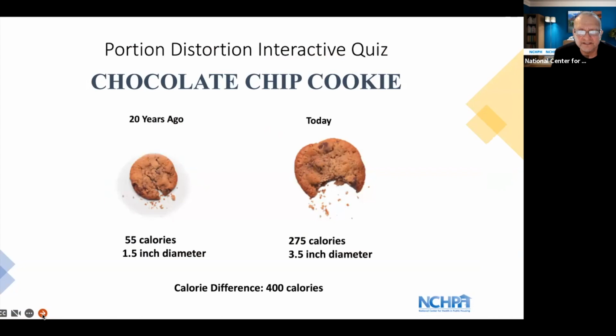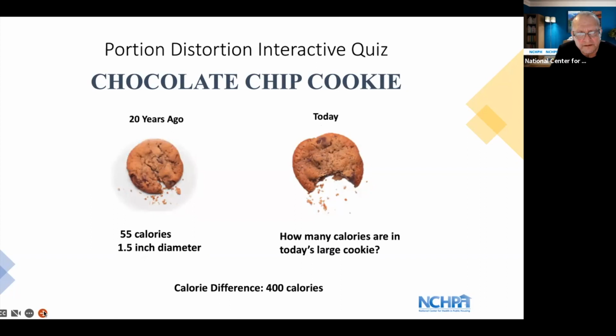Just a quick reminder. Twenty years ago, that chocolate chip cookie had 55 calories. Now, the average chocolate chip cookie has 275 calories. And the size went from 1.5 to 3.5 inches. So we need to make sure that we discuss this with our patients. That it's not just the number of calories, but also the size. That the sizes have increased for many of these snacks and other desserts that we have. So making sure that they understand that. Next slide, please.